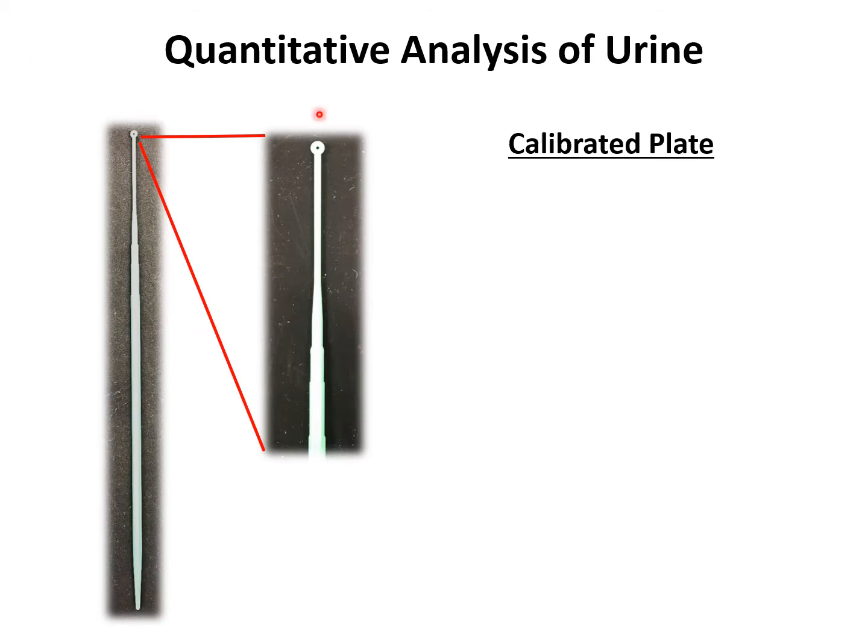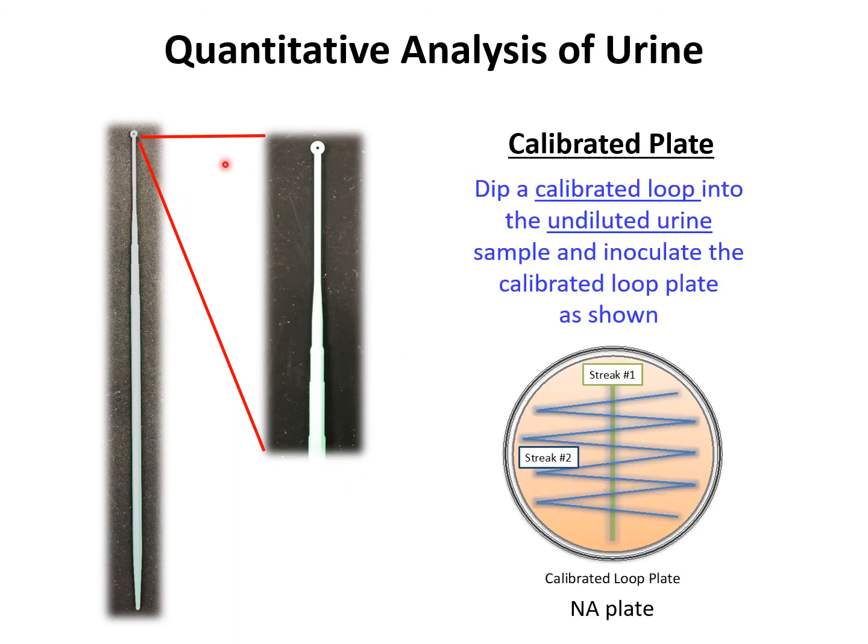Now, there's another way of culturing a urine sample, and this way is so much easier. Instead of diluting the urine sample of your patient like we did previously, taking 1 ml and diluting it in 99 ml, which takes time, this is so much easier. You grab a calibrated loop. We refer to this as a calibrated loop, and it's calibrated to measure 1 microliter of any fluid sample.